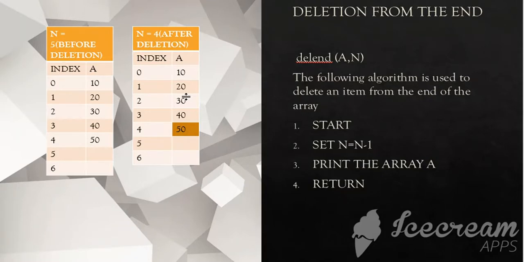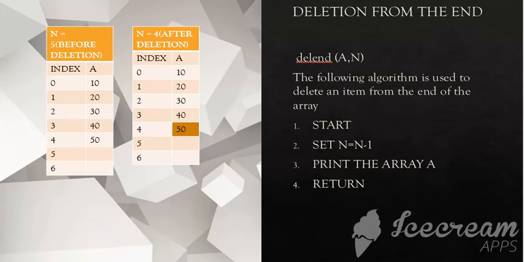So that is the algorithm. The algorithm starts here, and in step 2 we have decremented the number of elements by 1, that is, set n equal to n minus 1. So the number of elements gets decreased by 1, and when we print the array we will see only the first n minus 1, meaning the first 4 numbers. Okay, that's all about deletion from the last position, or deletion from the end.